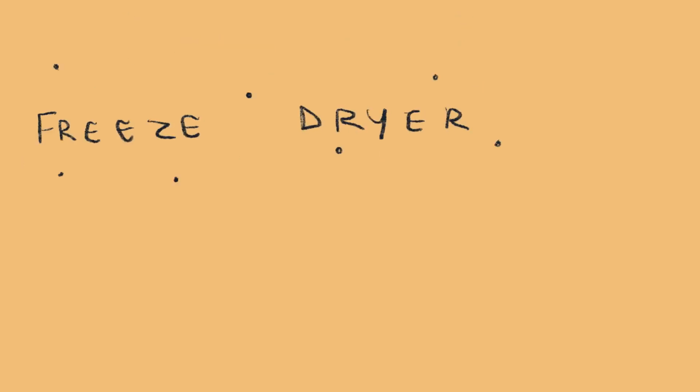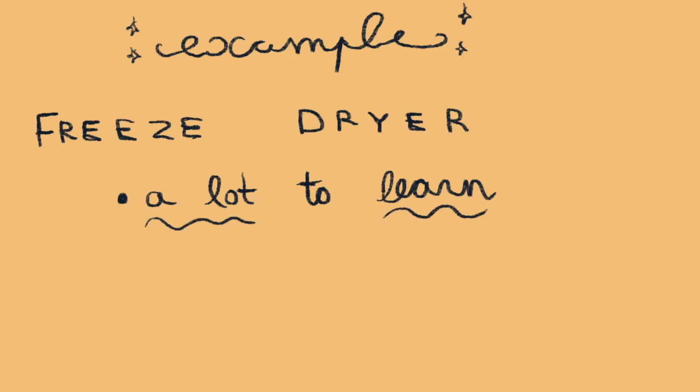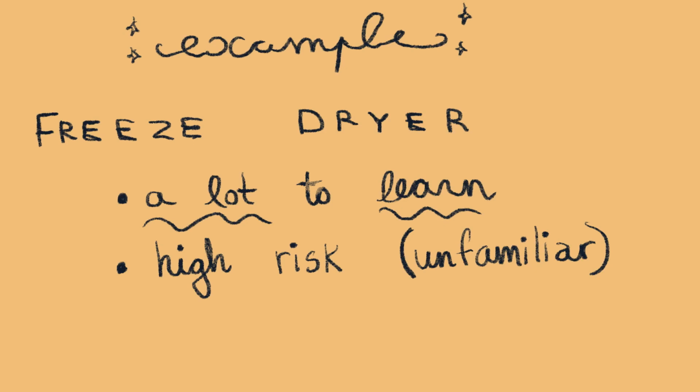A good example for this would be the purchase of a freeze dryer. A freeze dryer is an entirely new piece of machinery. If you haven't used a freeze dryer before, there's no way that you have any idea what you're doing. So like I mentioned, there's a lot to learn, and this is a high-risk purchase because of all the unfamiliarity. You're going to have to do a lot of research. It's going to be a high involvement purchase.